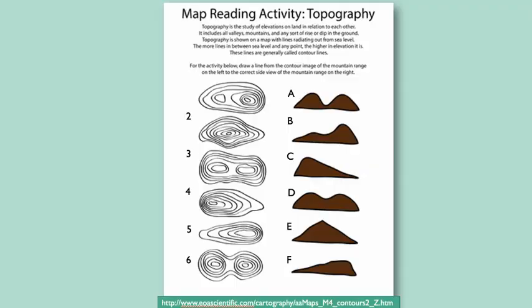Let's check our understanding of interpreting the shape of landforms using the shape and spacing of the contour lines on the left and connecting that to what the landform may look like in profile or cross-section view. I'll give you a moment to think about this.